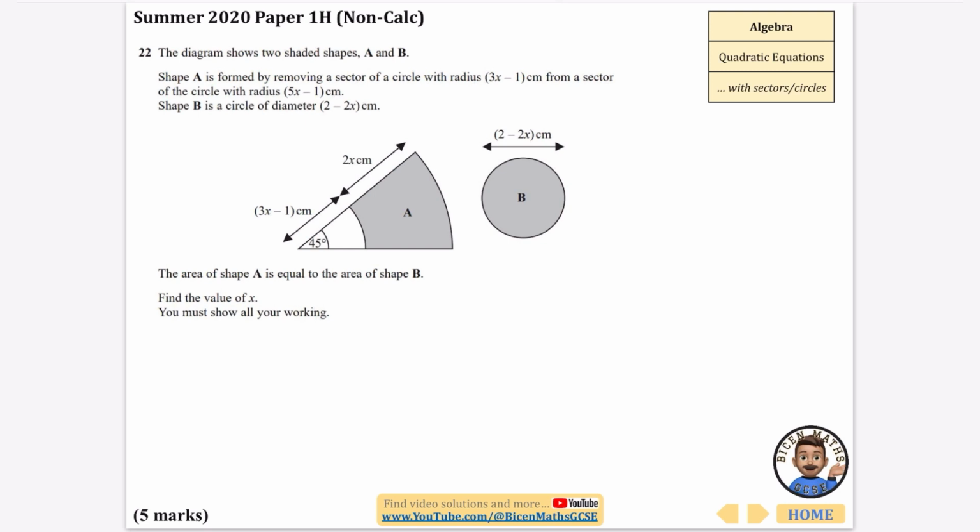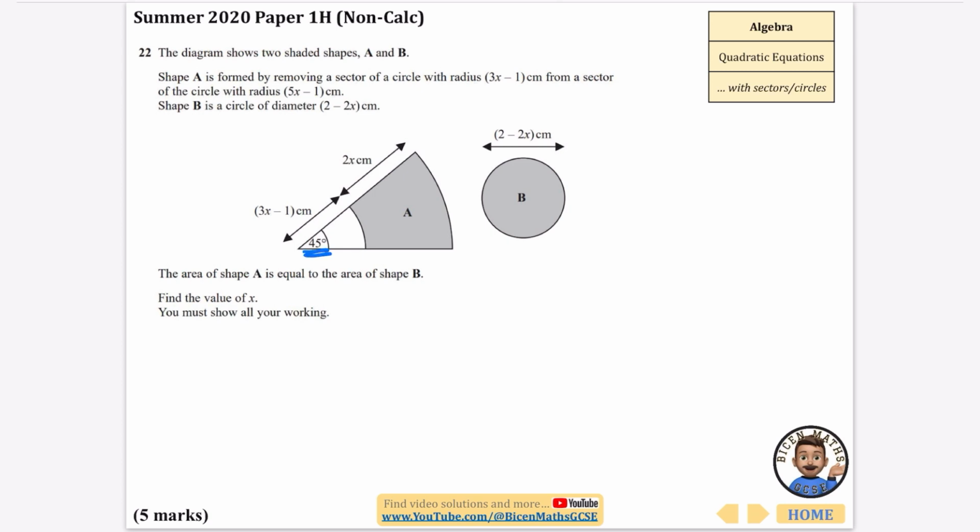Shape A is formed by removing a sector of a circle with radius 3x minus 1 from a sector of the circle with radius 5x minus 1. Shape B is a circle of diameter 2 minus 2x. The area of shape A is equal to the area of shape B. Find the value of x. Wow, there's a lot going on here.